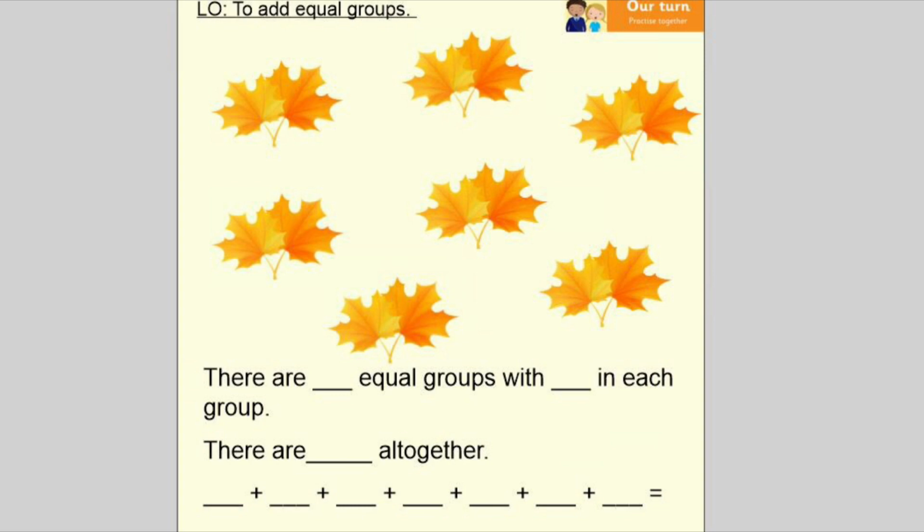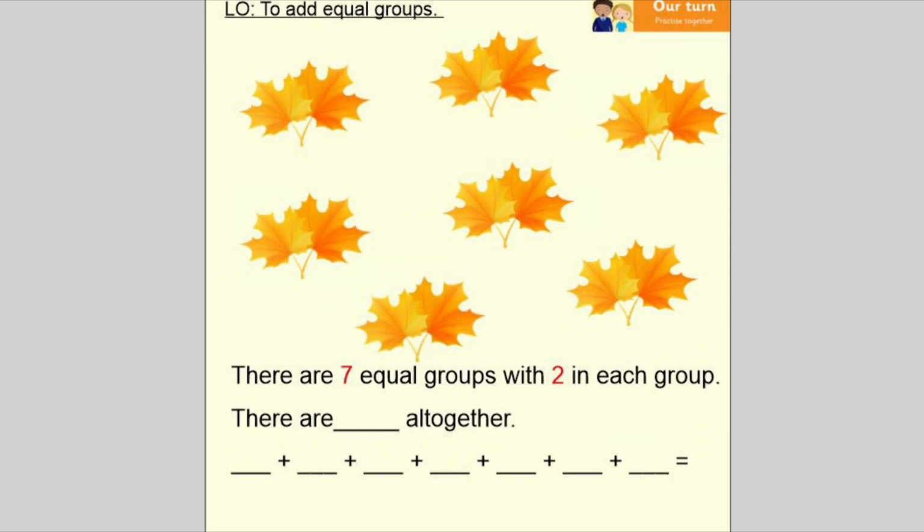Now let's look at this one. We've got some groups of leaves, and again we have to fill out the same information. So there are equal groups with in each group. There are all together. Then we need to do our addition sentence. So let's start with counting the number of equal groups. 1, 2, 3, 4, 5, 6, 7. And I can see in each group there are 2 leaves. So there are 7 equal groups with 2 in each group.